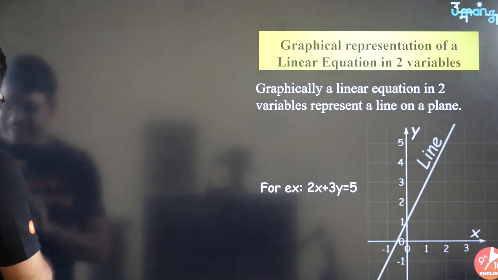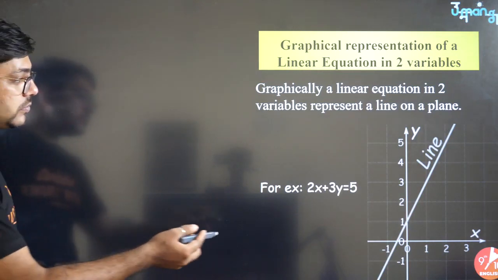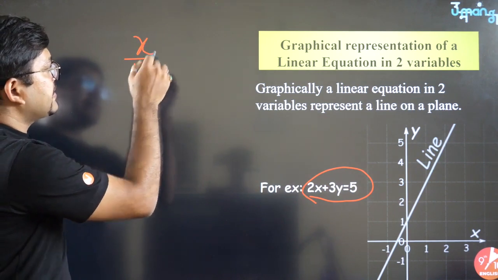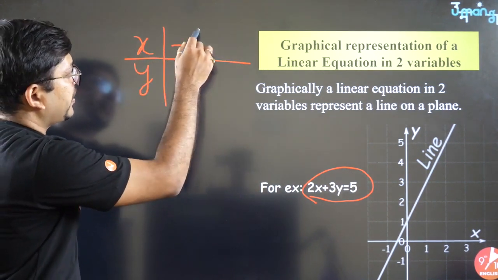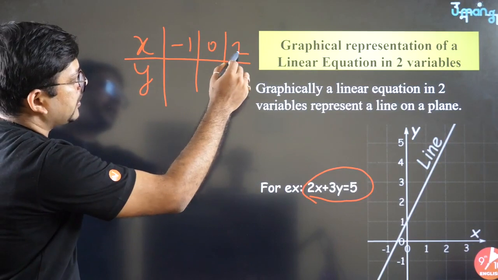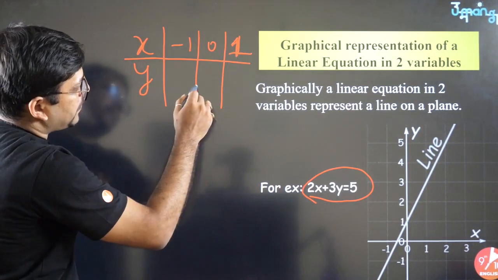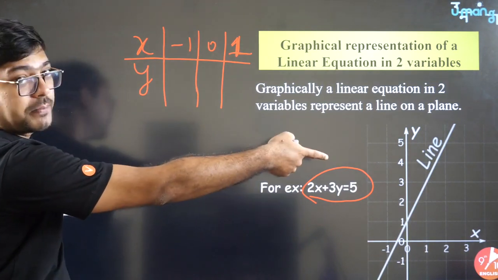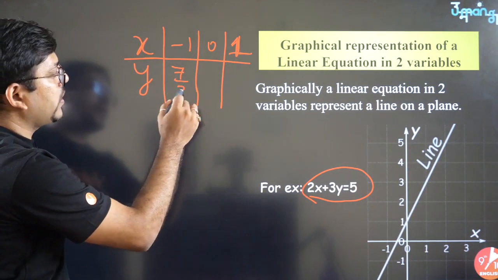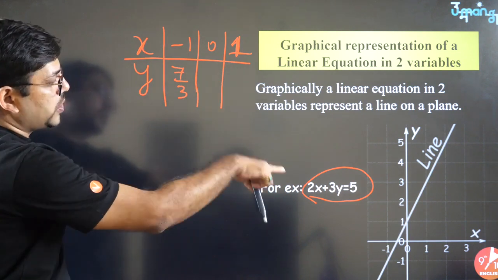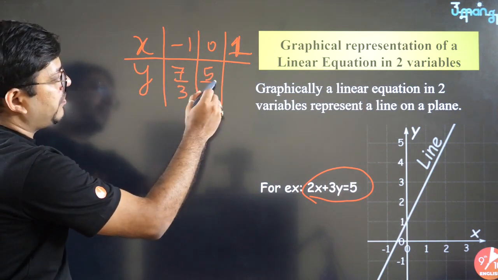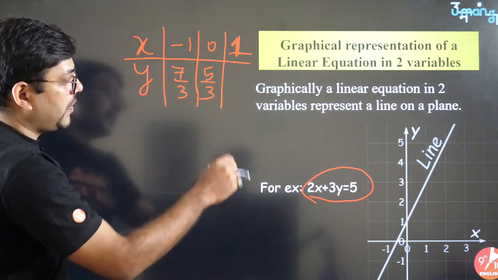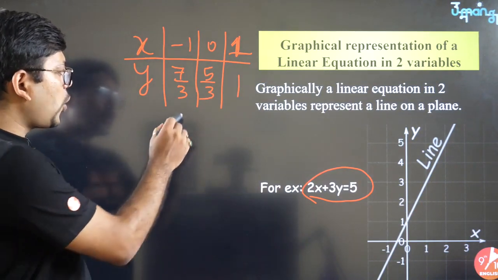Let me just give you an idea here. Say for example, if you have this equation in your mind, you can just write x and y. You can put different values of x like 0, 1, 2. Say if you put minus 1, 2 into minus 1, minus 2, going to that side, plus 2, 5 plus 2, 7. So you will get y equals to 7 by 3. Similarly, 0, so 3y equals to 5, so you will get 5 by 3. Similarly, 1, 2 ones are 2, going to that side, 5 minus 2, 3. 3y equals to 3, so y is 1. So here you will get coordinates.